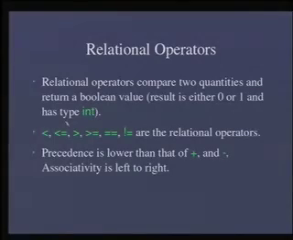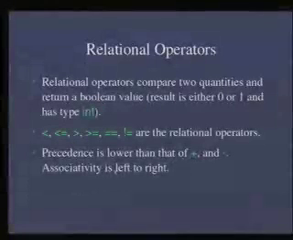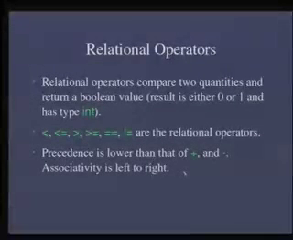For example, x less than y will result in the value 0 if x is not less than y, that is, x less than y is false, and will result in the value 1 if x is indeed less than y. The precedence of all these operators is lower than that of plus and minus, and associativity for all these operators is left to right. Slightly later on we'll look at the precedence and associativity table of all the operators that we have seen so far.